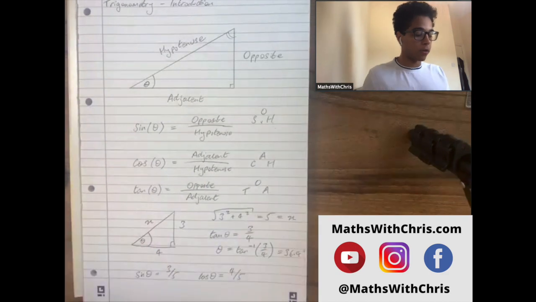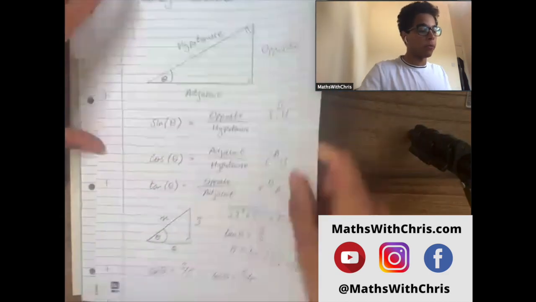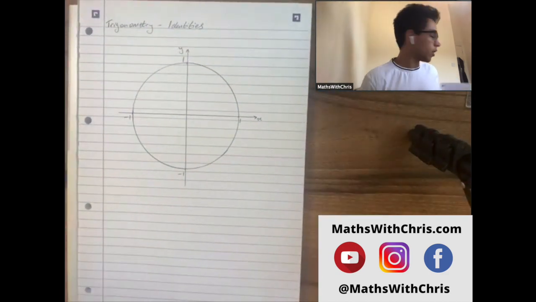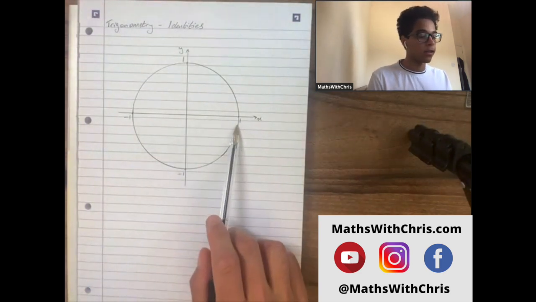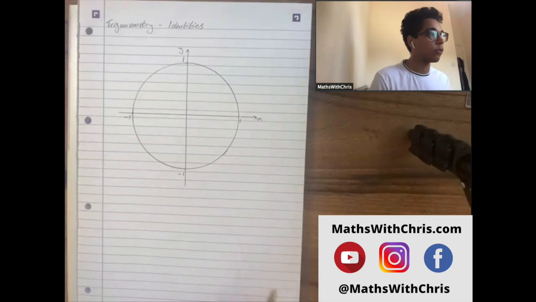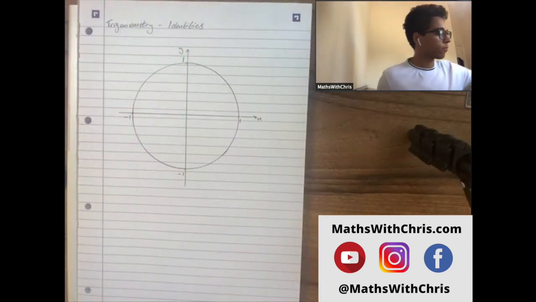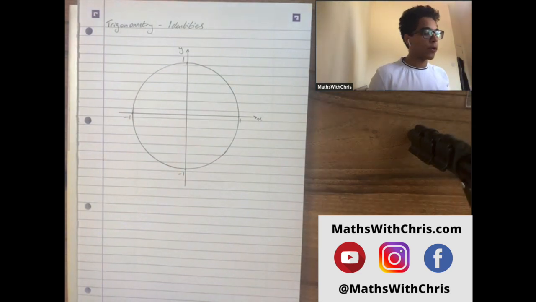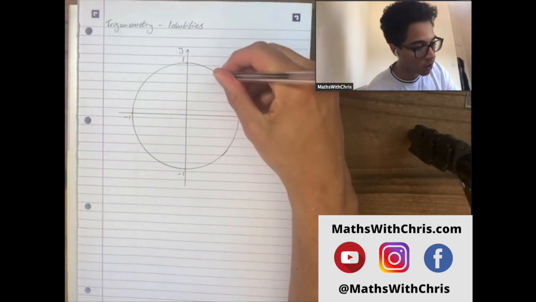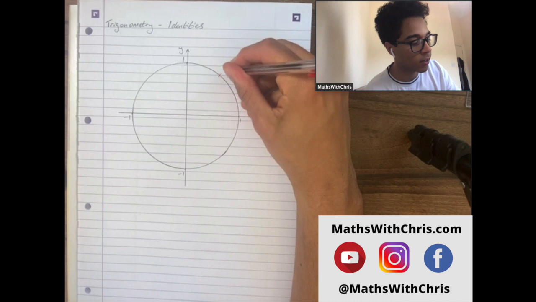Another thing I wanted to talk about, and how people often talk about trig functions, is using the unit circle. What we've got here is just a circle of radius 1 centered at the origin. We can see it hits 1, -1, 1, and -1 here. Let's say we pick a point on our circle, here, and let's say this is the point (x, y).